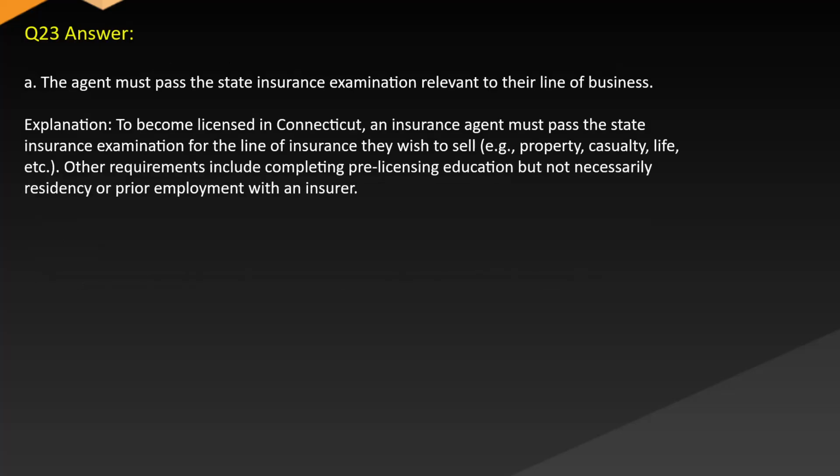Answer A. The agent must pass the state insurance examination relevant to the line of business. Explanation. To become licensed in Connecticut, an insurance agent must pass the state insurance examination for the line of insurance they wish to sell, e.g., property, casualty, life, etc. Other requirements include completing pre-licensing education, but not necessarily residency or prior employment with an insurer.